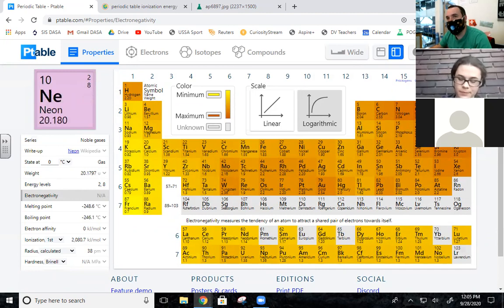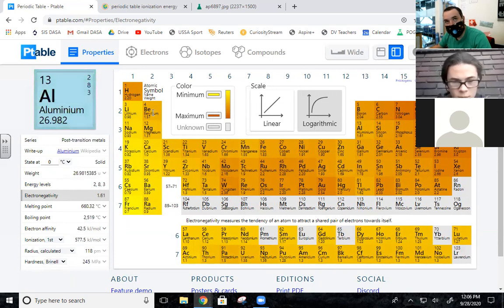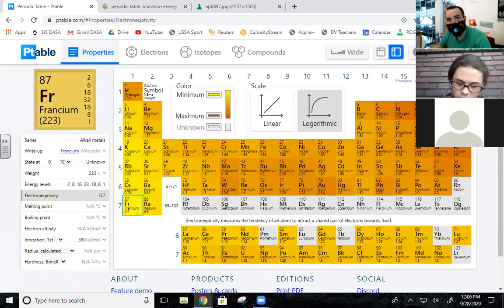Google. Fluorine, however, look at the electronegativity of fluorine, 3.98. That's pretty crazy. And then here we have the lowest electronegativities. The lowest electronegativity is francium.